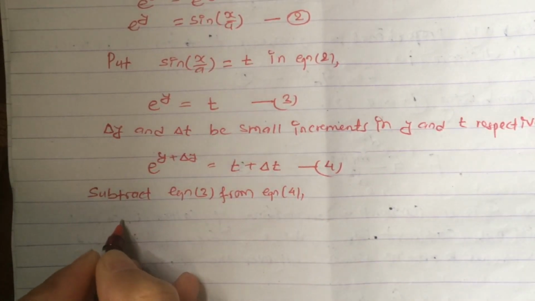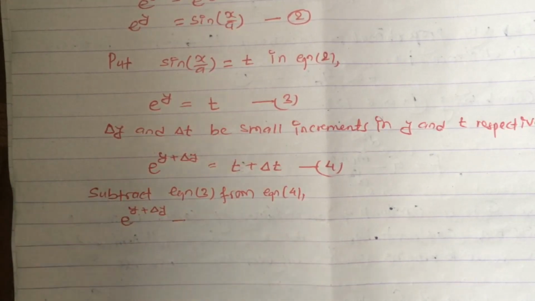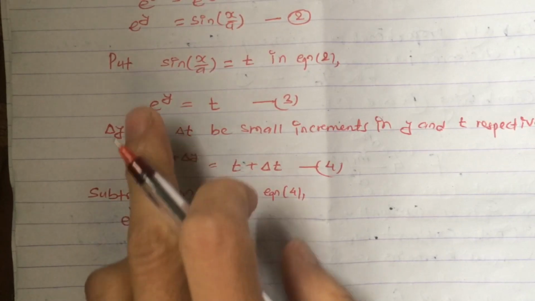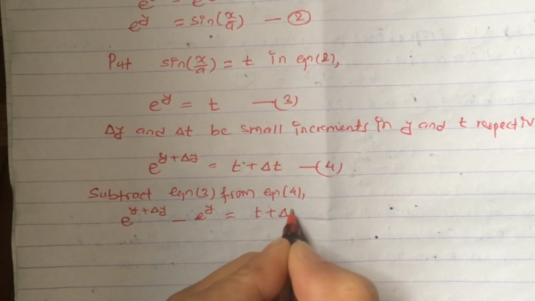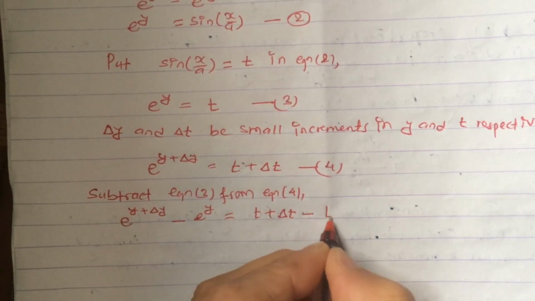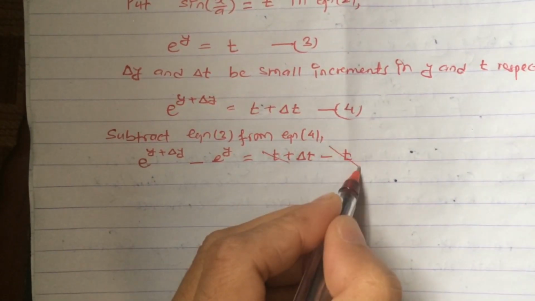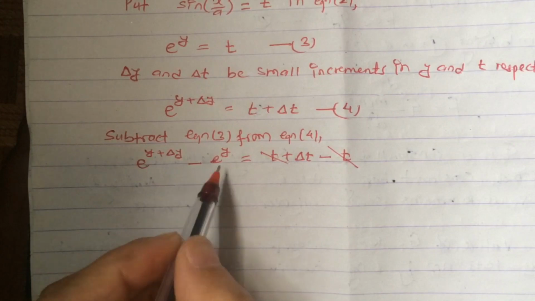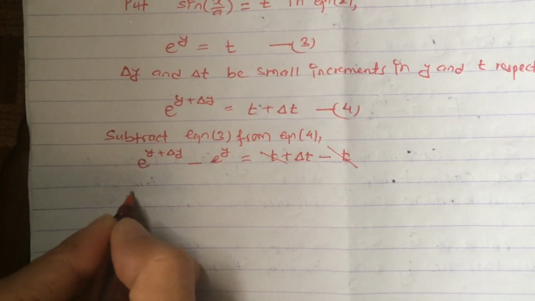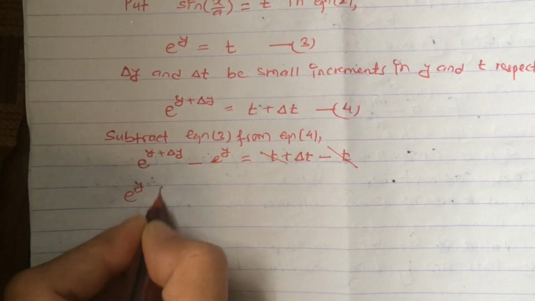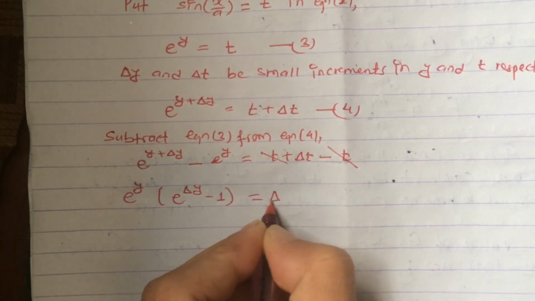After subtracting, what you get is e^(y plus del y) minus e^y is equal to t plus del t minus t. Here this t and this t cancel out, and you can take out common e^y from these two terms, and then we are left with e^y times (e^(del y) minus 1) is equal to del t.